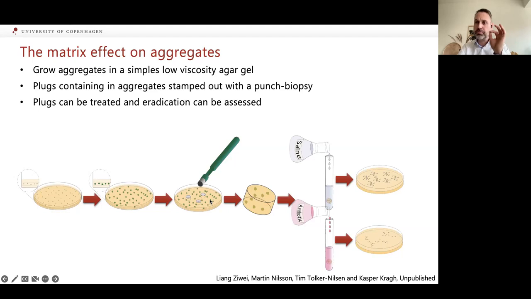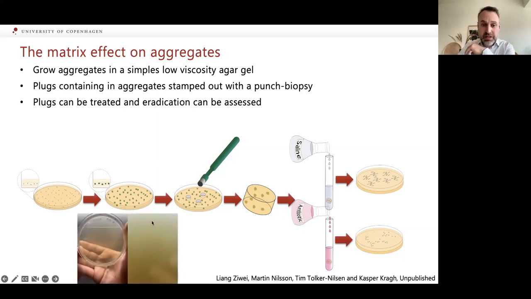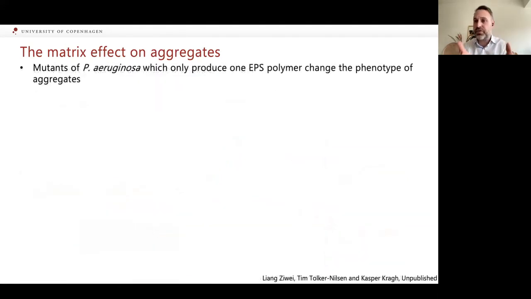And then we can use a punch biopsy to take out these small plugs that we can then treat in different ways. And then we can see the effect of the different treatments. They form these very small aggregates. What we used this for was because we wanted to look into the matrix itself. Is that important in an aggregate? Because these very thick biofilms that we're seeing on surfaces can be several hundred micrometers big. These are not meters, micrometers big.